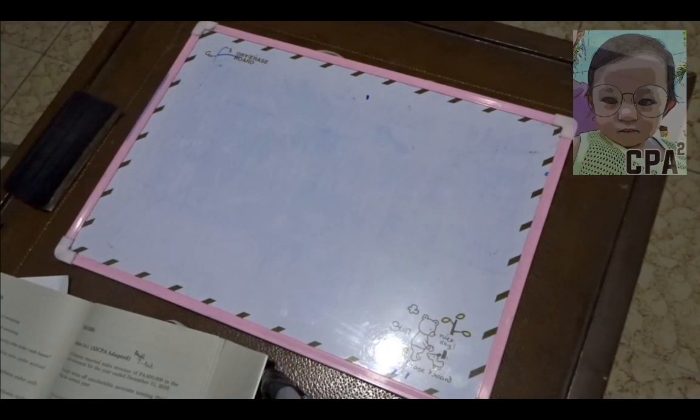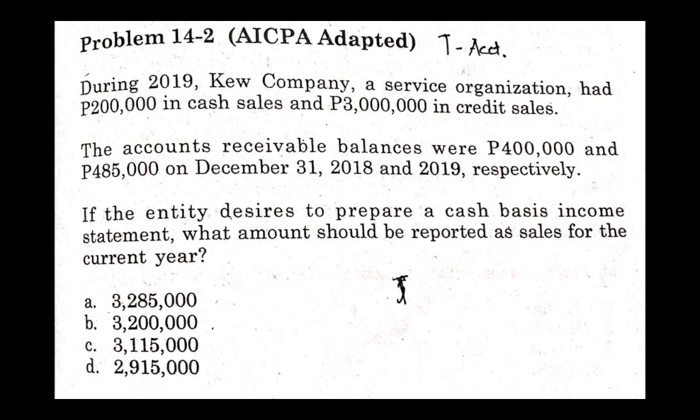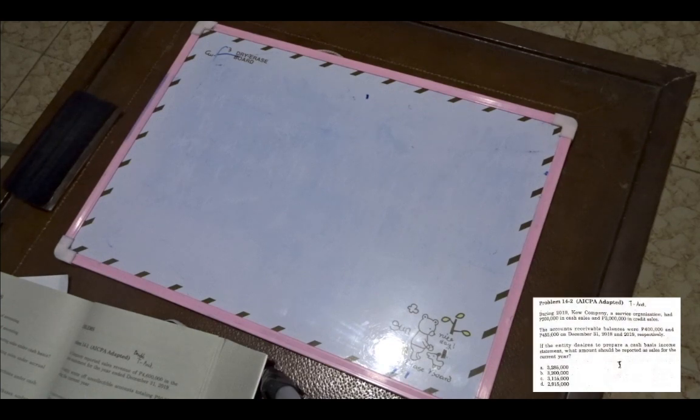So first we'll have 14-2. That's Q Company. Q Company Service Organization had 200,000 in cash sales and 3 million credit sales. The accounts receivable balances were 400,000 and 485,000 on December 31, 2018 and 2019 respectively. If the entity desires to prepare a cash basis income statement, what amount should be reported as sales for the current year?